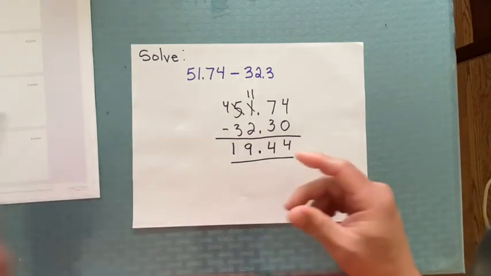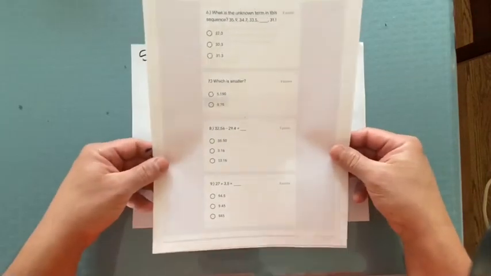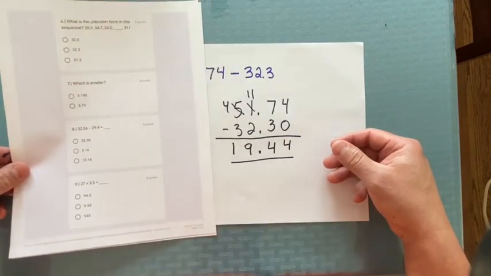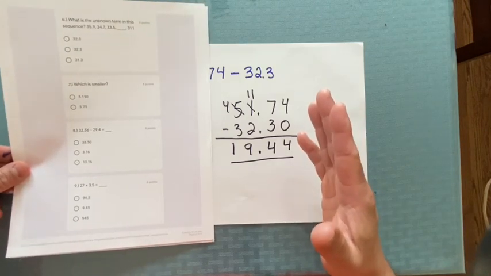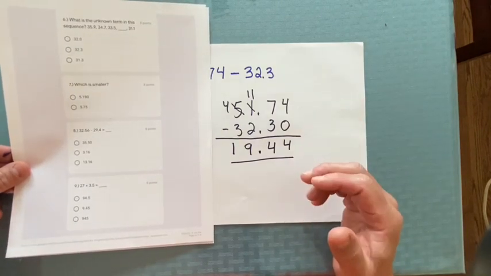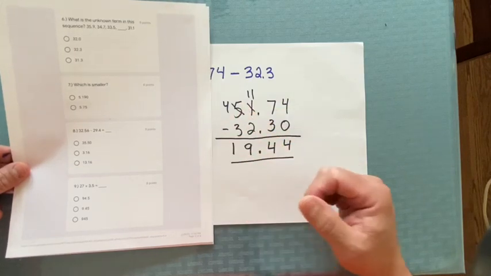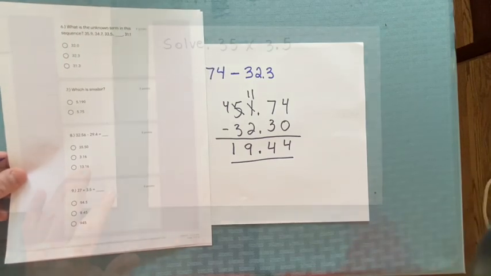So if you look back on your quiz, number 8 on your quiz says 32 and 56 hundredths minus 29 and 4/10. Make sure you line up your decimals, I can't stress that enough. Add zeros if you need to, and subtract. Make sure to borrow on any particular problem that you might have to. Press pause and play once you're ready.